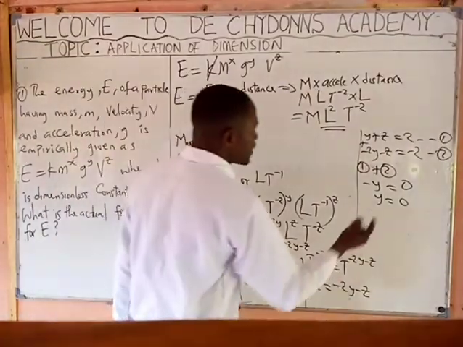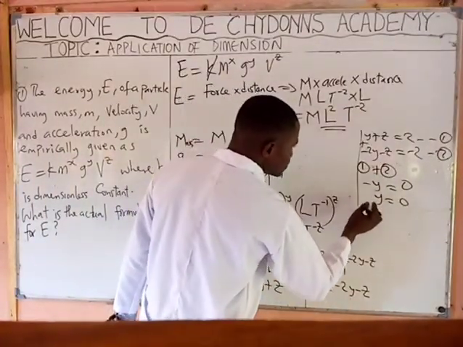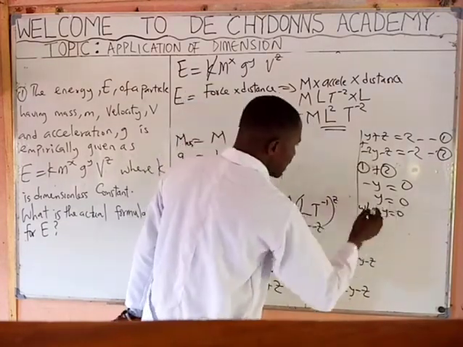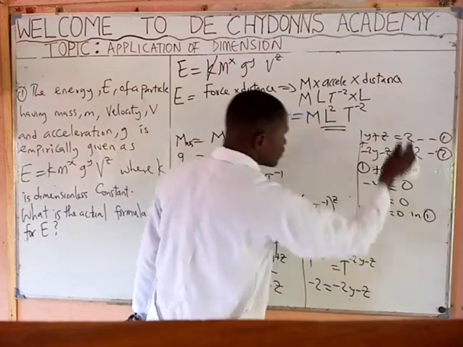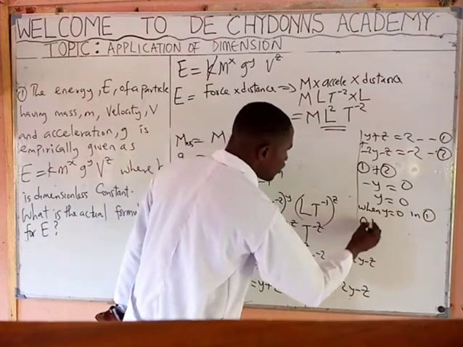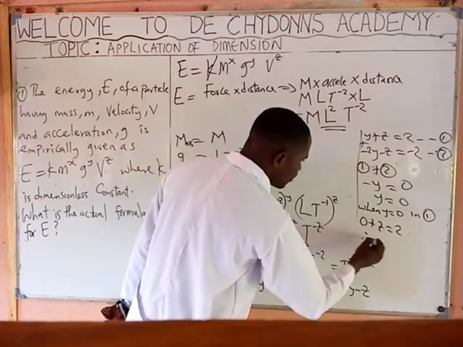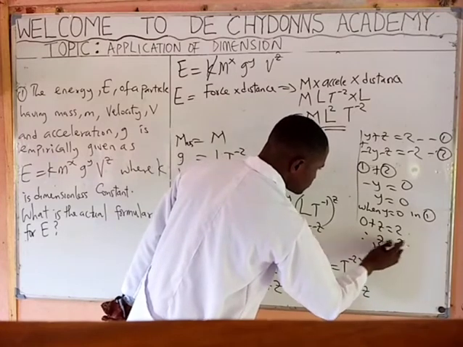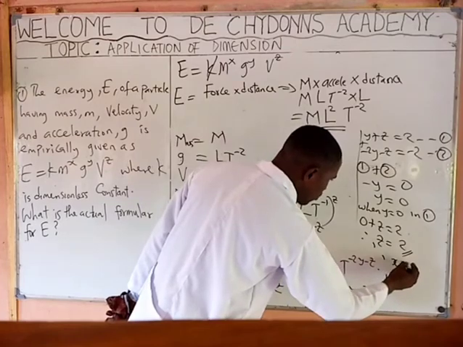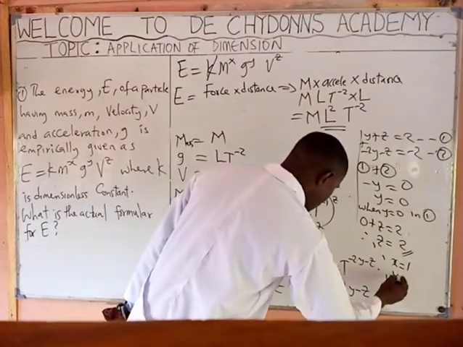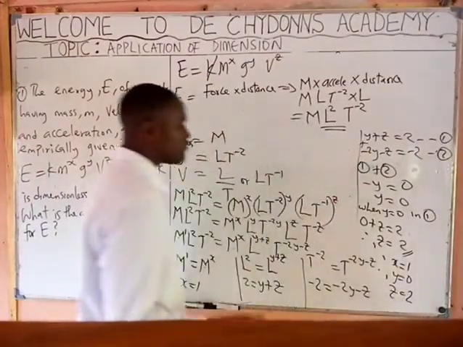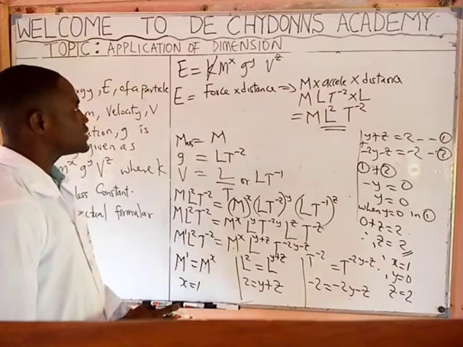Then, we come again. What of z? When y equals 0, in equation 1, z will be what? Carry y equals 0, put in equation 1, you have 0 plus z equals 2. Therefore, z equals 2. This implies that your x is equal to 1, your y is equal to 0, and your z is equal to 2. You have gotten the values of x, y, and z.